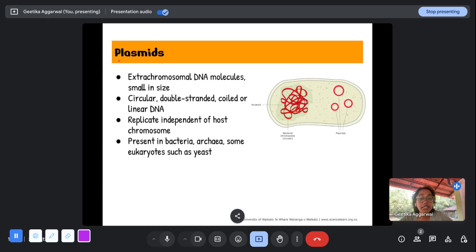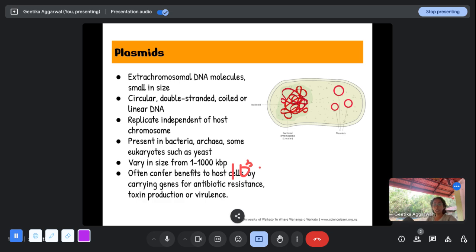They are present in bacteria, archaea, and sometimes in eukaryotes, such as in some yeasts. And they vary in size from 1 kilo base pairs to 1000 kilo base pairs. So kilo base pairs are basically 10 to the power 3 base pairs, so 1000 base pairs. So they can vary from 10 to the power 3 base pairs to 10 to the power 6 base pairs, right?